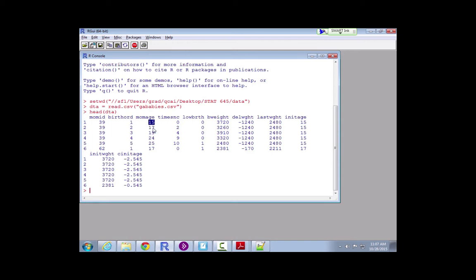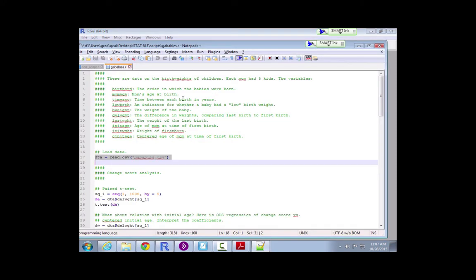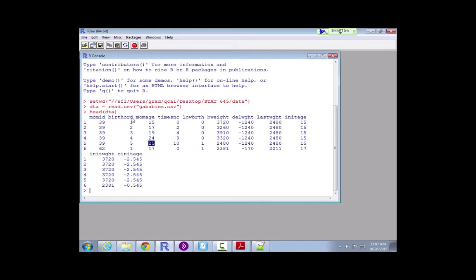Here's mom's age at the time of birth, 15, wow, up to 25. I don't remember what that one is. Time between each birth in years, okay. An indicator variable for whether the birth weight fell below some threshold that they use to say that's, quote, low. The actual birth weight, so our response variable, and a couple of other things. For our purposes, we're mostly interested in what birth order it was, maybe the mom's age, and what was the birth weight.